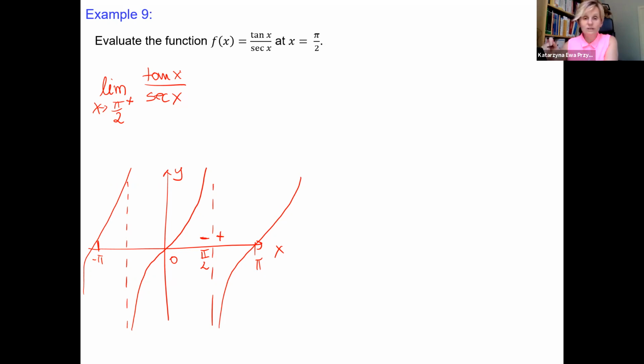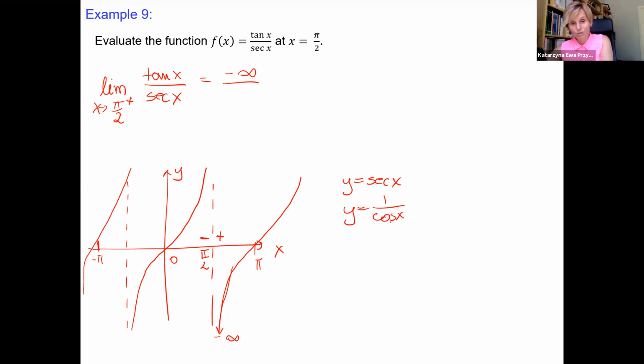Okay, I choose the right-hand side. Limit of tangent on the right-hand side at pi over 2. We can see the function goes to negative infinity. And now secant, how does secant behave at pi over 2? If we don't know the graph of secant, we can think of secant of x as 1 over cosine.